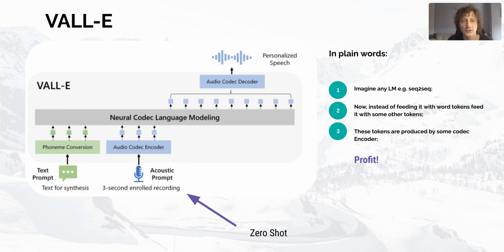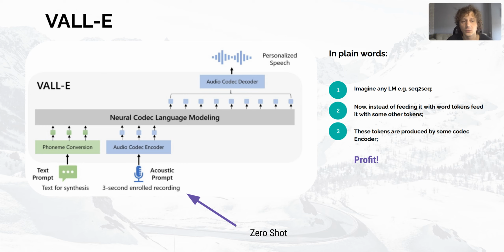Actually, I covered VALL-E in the previous video. The link will be below as well. So why do I talk about VALL-E? VALL-E said that these neural codecs actually contain some good semantic information, and they used representations produced by neural codecs to create a zero-shot speech generation model.